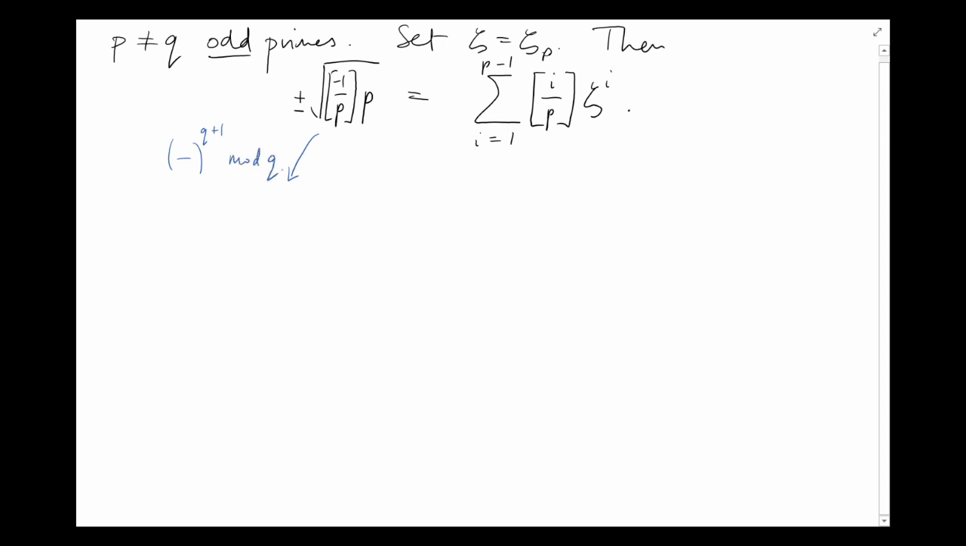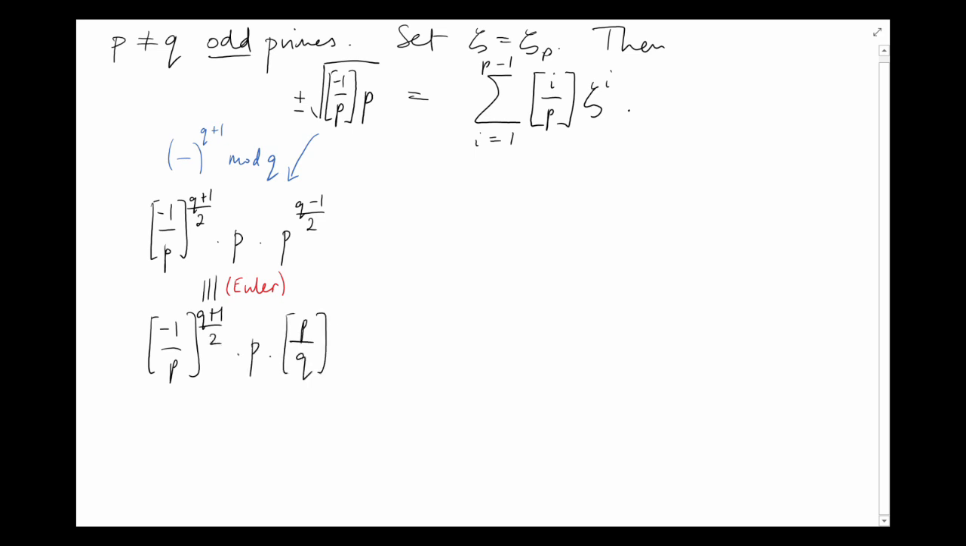and reduce modulo q as before. On the left we get (minus 1 over p) to the power of (q plus 1) over 2, times 1 factor of p, times all the other factors of p, that's (q minus 1) over 2 of them. And then by Euler's criterion, when we reduce mod q, that final factor is just equal to the symbol p over q.